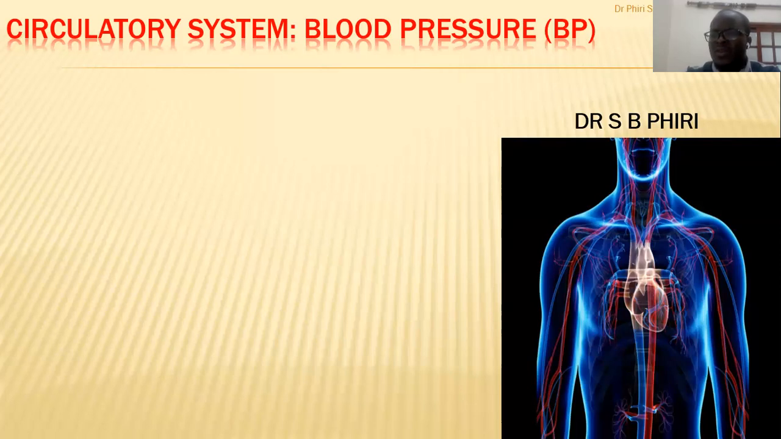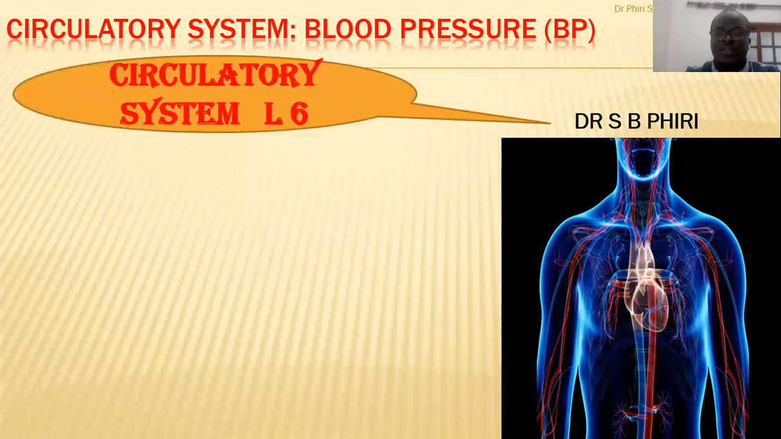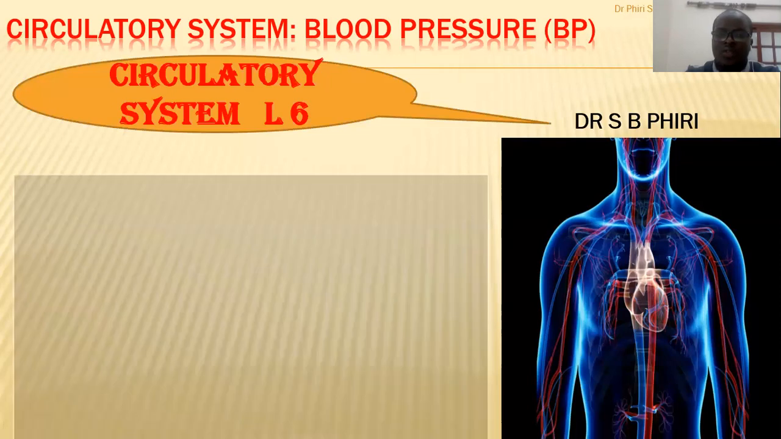So we started looking at the circulatory system way back. So far we've discussed a number of lectures. So today we'll be discussing lecture 6 of the circulatory system. So like I said, basically we'll be discussing blood pressure. There are different aspects of blood pressure that we're going to look at today.